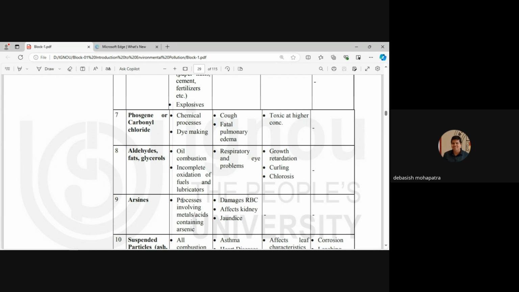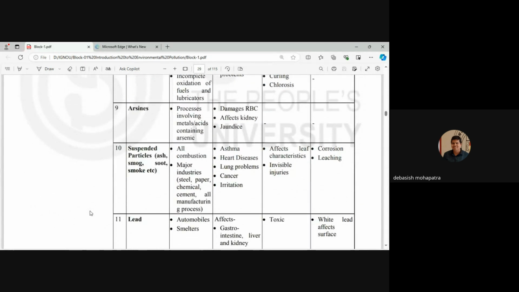Then arsines: processes involving metal acids containing arsenic. They damage RBC, affect the kidney and cause jaundice. Then suspended particles are smog, soot, smoke, etc. From all combustions, major industries, steel, paper, chemical, cement, all manufacturing processes. They cause asthma, heart disease, lung problems, cancer, irritation, affect sleep characteristics, invisible injuries, then corrosion and leaching.